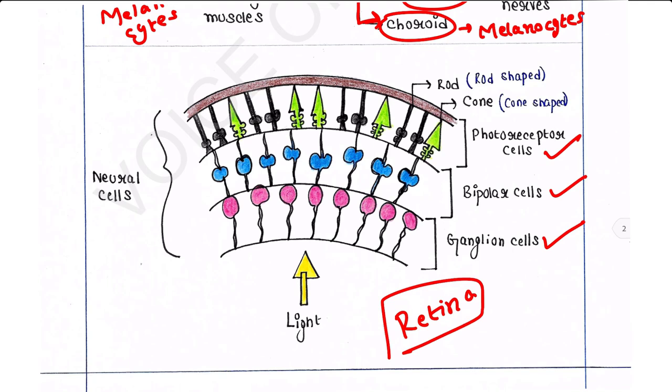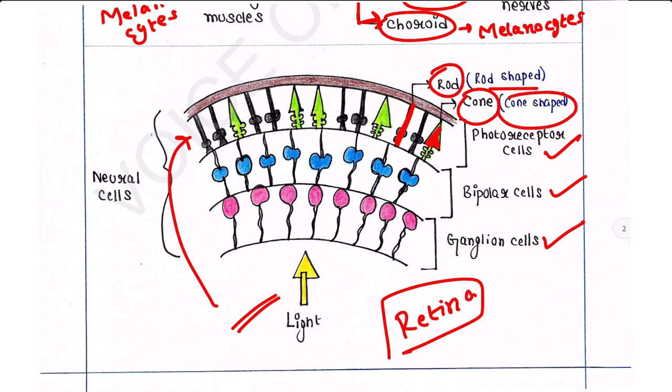Light passes through the ganglion and bipolar cells and reaches the photoreceptor cells. There are 2 types of photoreceptors, rods and cones. From this picture you can see rods are rod shaped and cone cells have a cone shape.